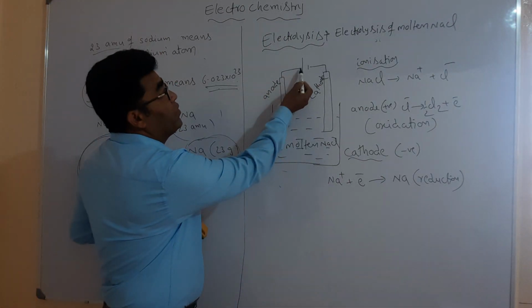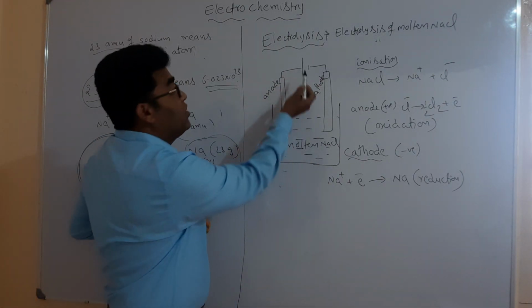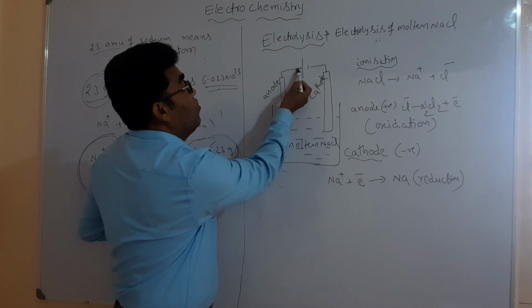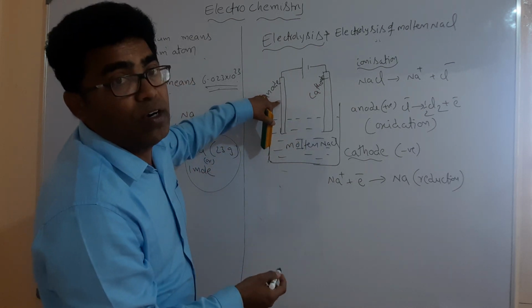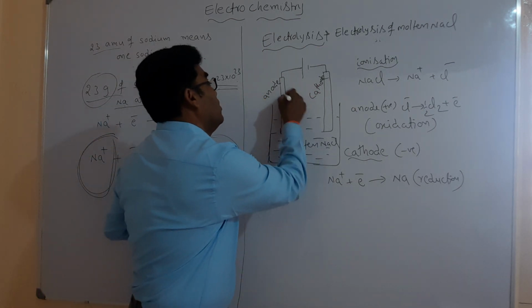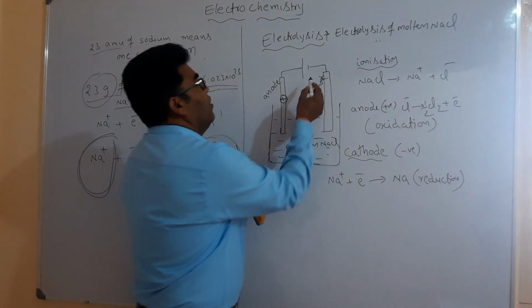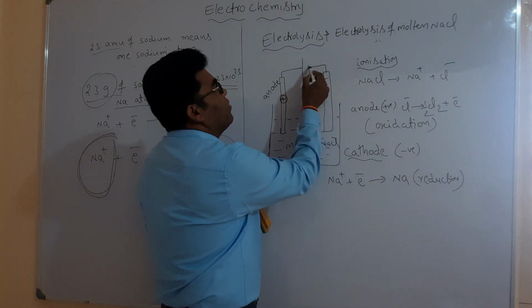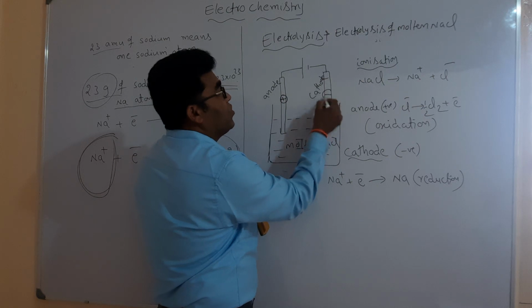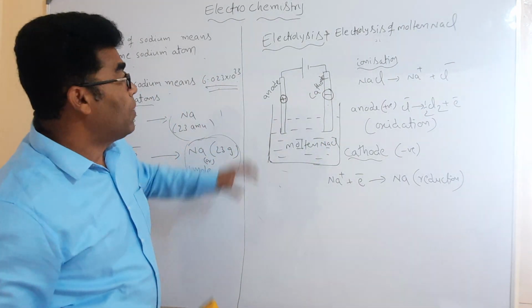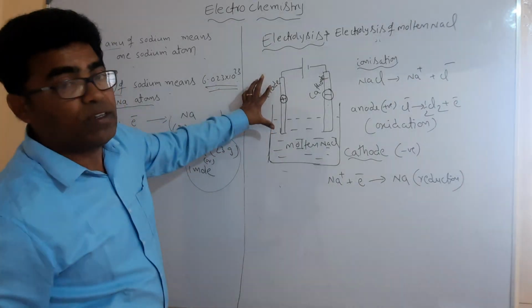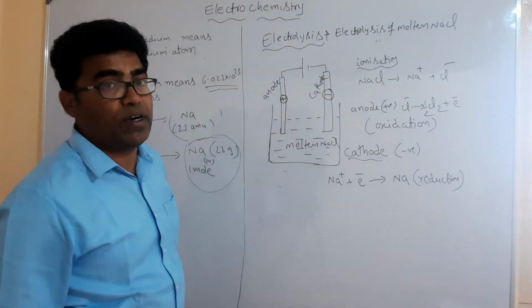The wire connected to the positive terminal is going to connect to this rod, so it gets positive charge, and the negative terminal wire is going to connect to this rod, so it gets negative charge. So this is the positively charged rod, and this is the negatively charged rod.